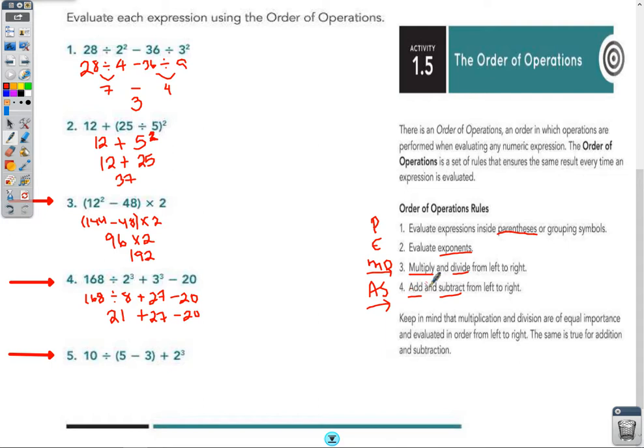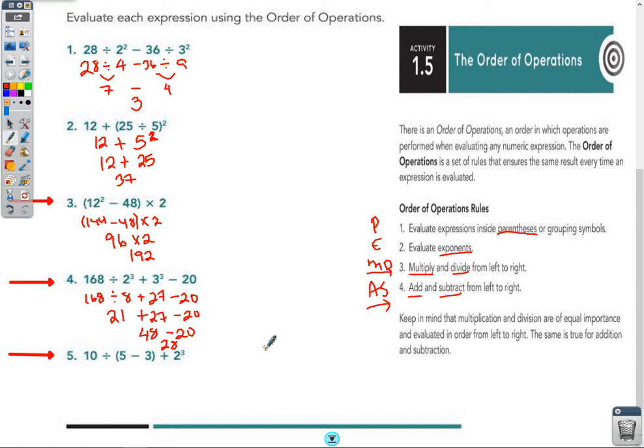And now finally, I get to addition and subtraction from left to right. I can't just pick them in any order I want. I must do from left to right. So I'm going to do 21 plus 27 first, because that's what comes first from left to right. And 21 plus 27 is 48. Then I bring down everything else. 48 minus 20 is the last thing, which is just going to be 28. So my final answer is 28.